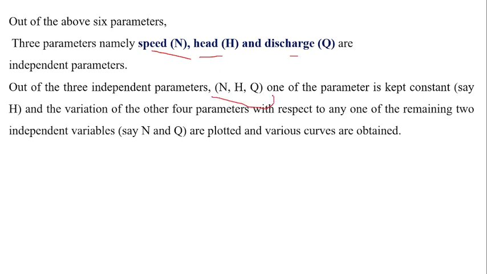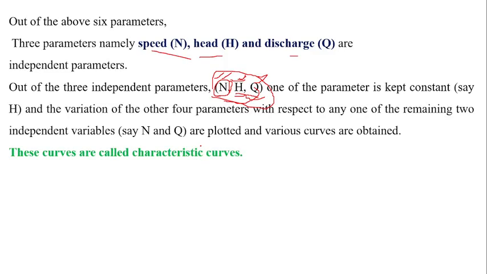Of the 3 parameters, we need to make one constant, and the other 2 we will observe to see what characteristics they are showing. If you give a constant speed, we check the other 2 parameters. If your head is constant, we check speed and discharge. If discharge is constant, we check head and speed and plot a curve. These curves are called characteristic curves.